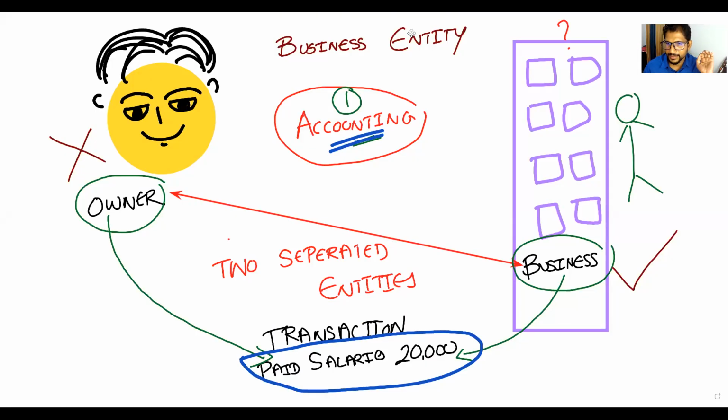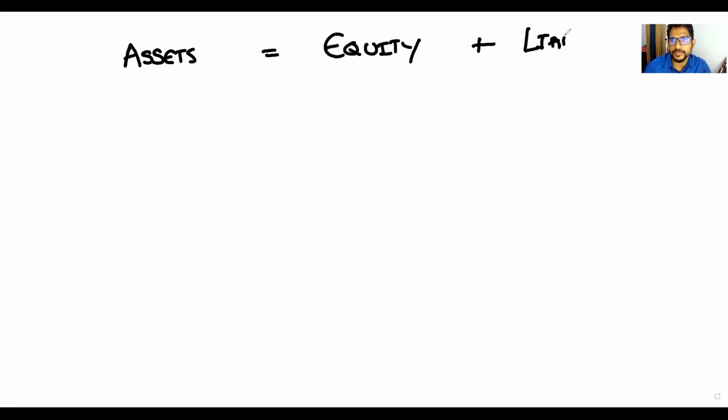I think you all can remember this equation: Assets equals what? Equity plus liabilities. Now, what is the first transaction? The owner has introduced 400,000 to the business as equity. What happens? Assets plus 400,000.